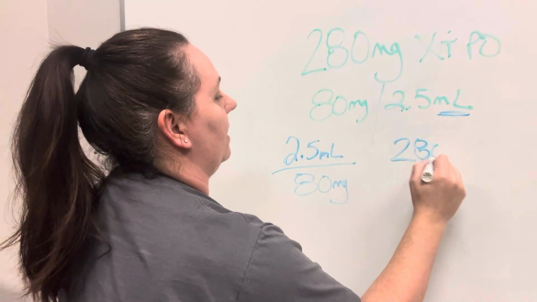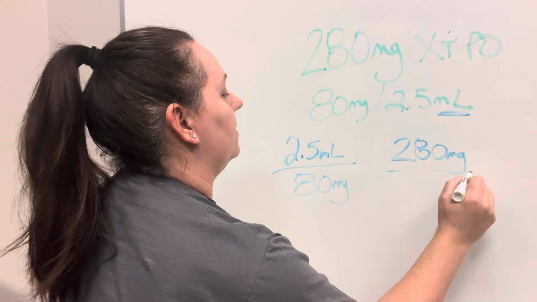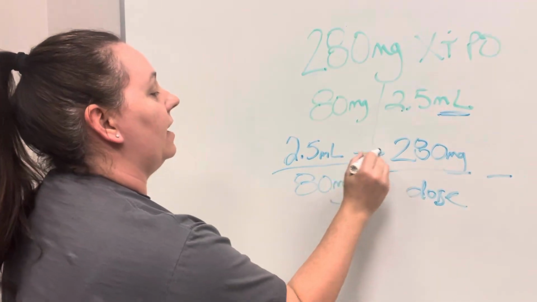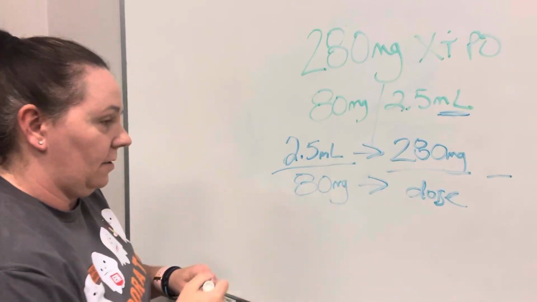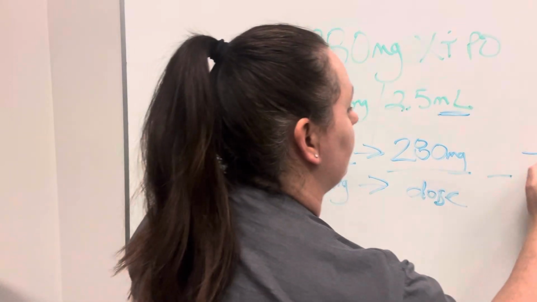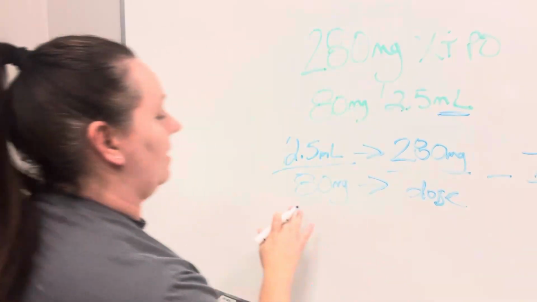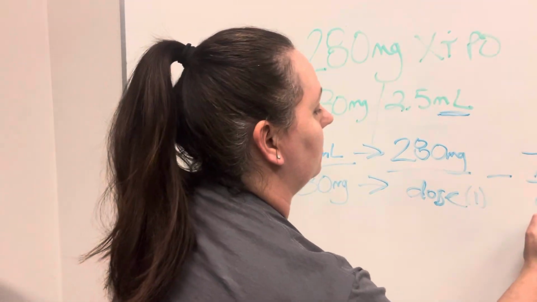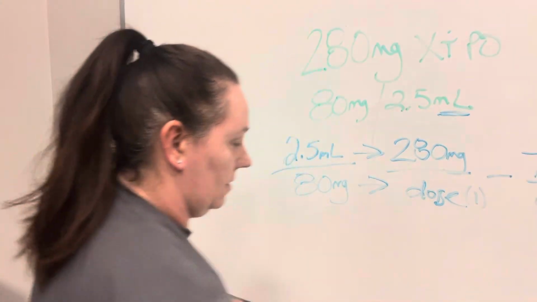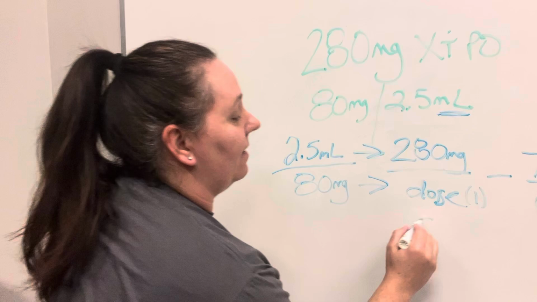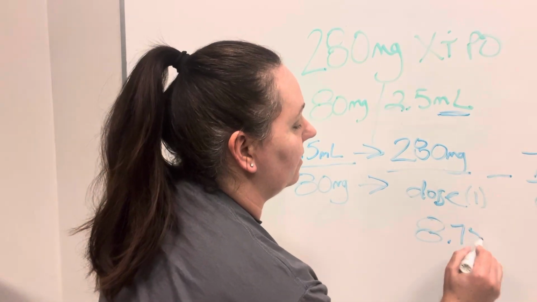So we've got 280 milligrams over the dose. Again, we just multiply across. So 280 times 2.5 is going to be 700, divided by 80, because 80 times 1 being our dose, equals 8.75 milliliters.